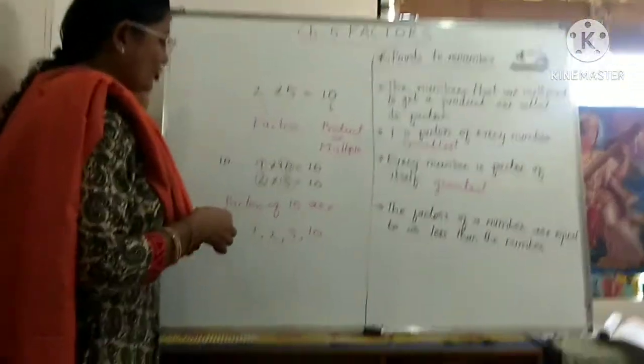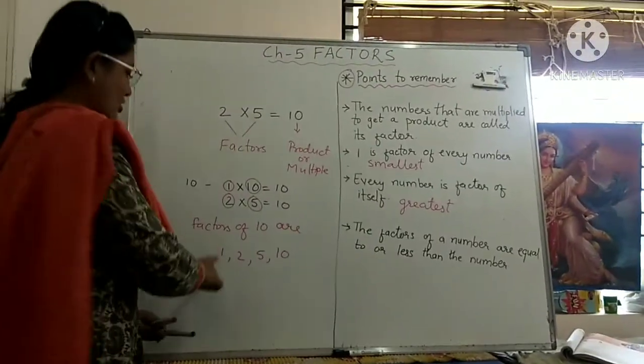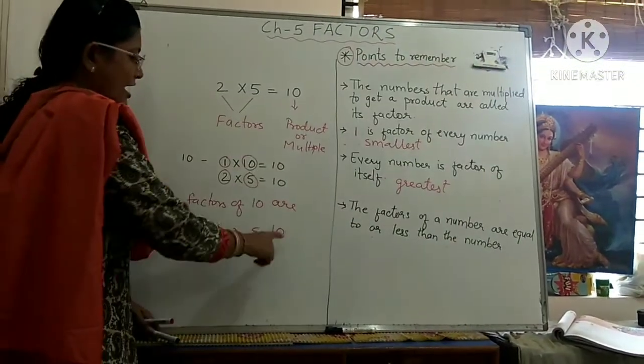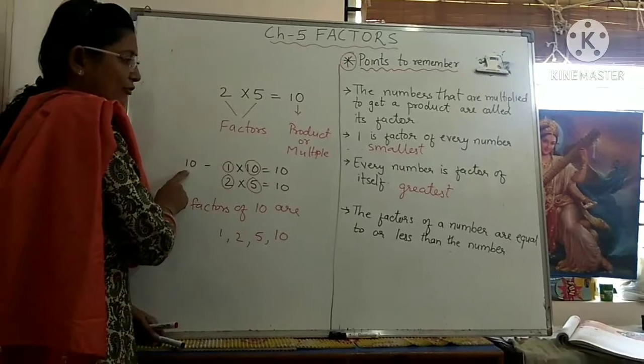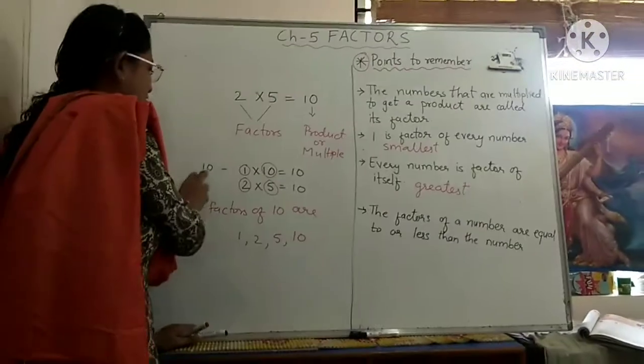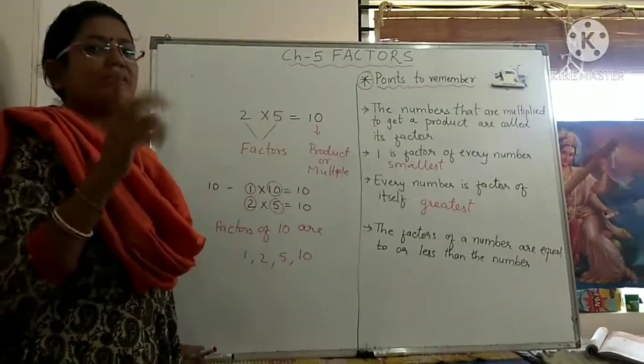Now see here what you have done. Which is the smallest one? Smallest is 1. That is, 1 is the smallest factor of every number, right? And the greatest is the number itself. Okay, so you have to stop here. The last number in the factors will always be the number in question which is asked.